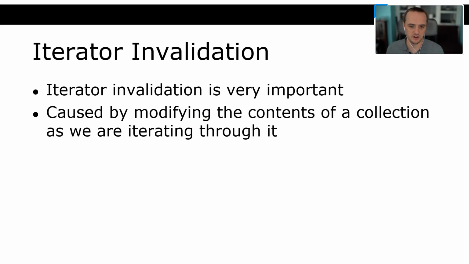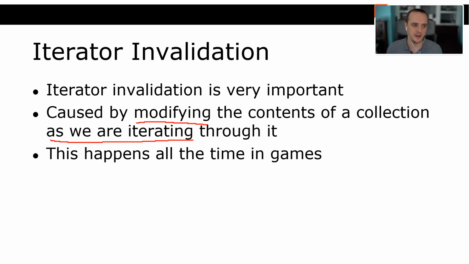Iterator invalidation is caused by modifying the contents of a collection as we are iterating through it. So as we say for this and this and this, we're modifying it. Okay, and this can happen all the time in games, and we'll show examples of that.